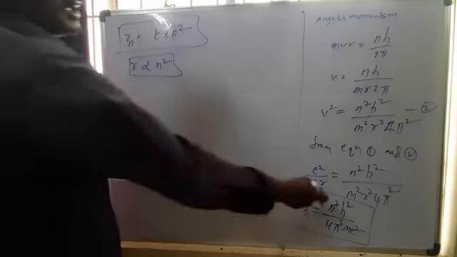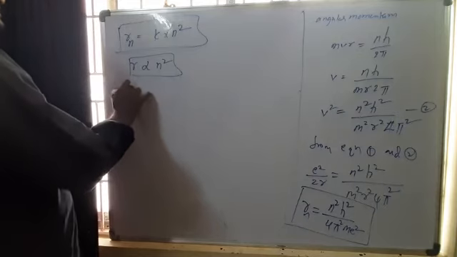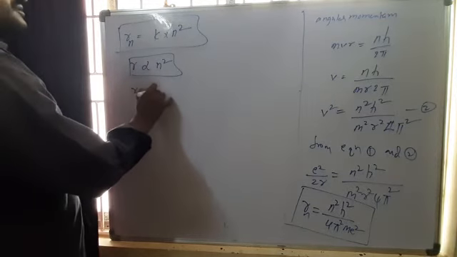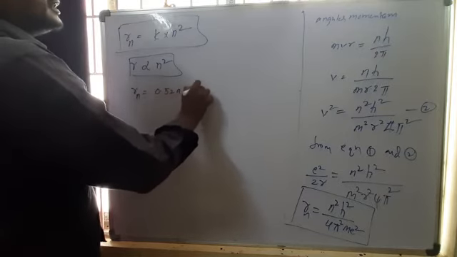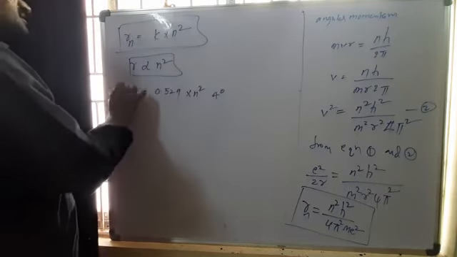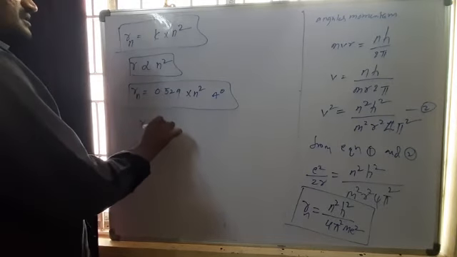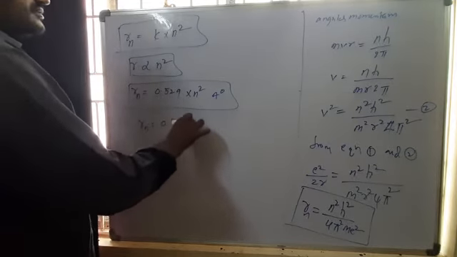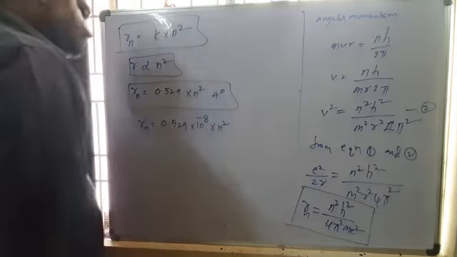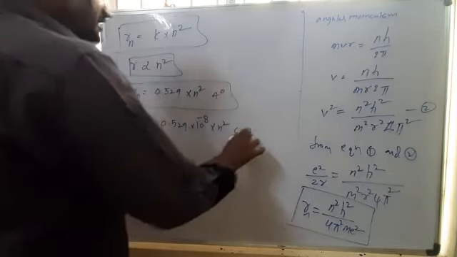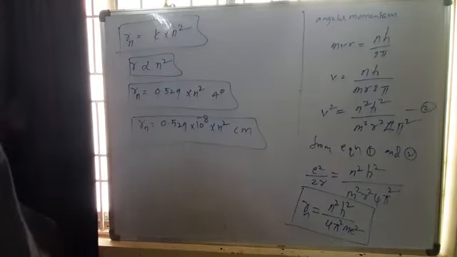If you substitute all the values, h value, 4 value, pi value, m value, we will get the radius of the nth orbit equal to 0.529 into n square angstroms. Otherwise, the radius of the nth orbit in centimeters is 0.529 into 10 power minus 8 into n square centimeters.